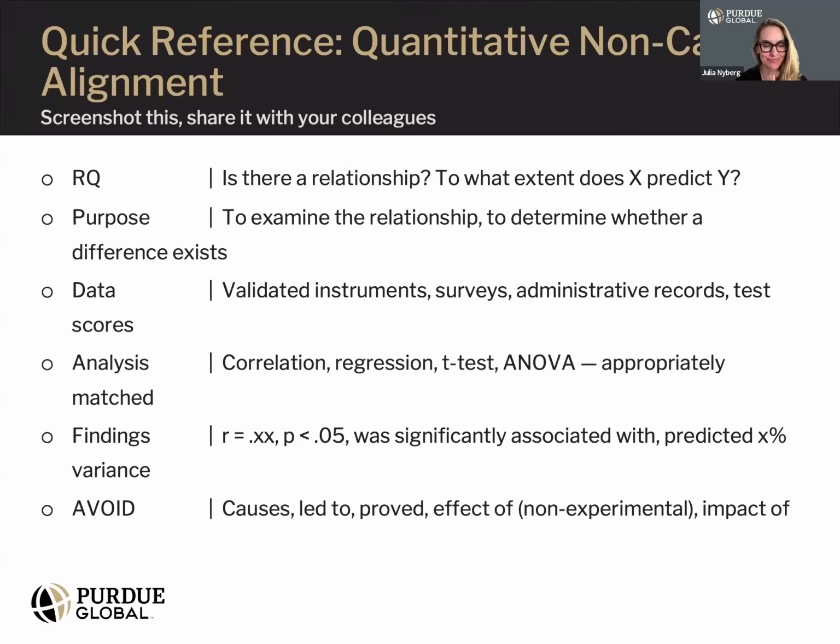Purpose statement: to examine the relationship between, or to determine whether a significant difference exists between. These are appropriate forms of correlational and comparative designs. Your data. You're going to have those validated instruments, surveys, administrative records, test scores, non-experimental quantitative data.